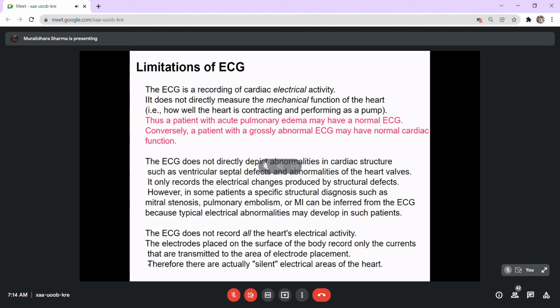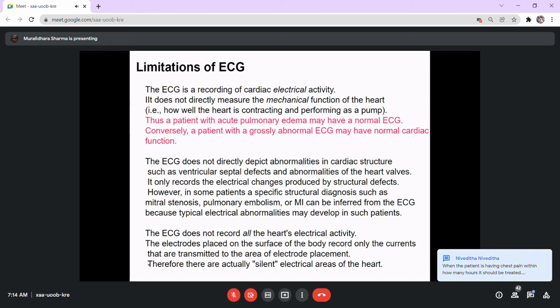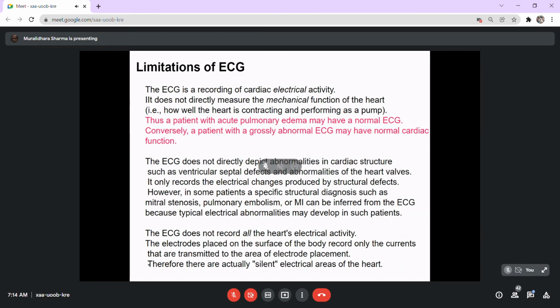And it doesn't really depict the abnormalities of cardiac structure. You cannot make use of the ECG to make the diagnosis of conditions like septal defects or heart valve defects. Practically, from the clinical point of view, you will have more of such patients, with septal defects or heart valve defects, than ischemia many times. And whatever we interpret in such conditions would be only an indirect interpretation, like the impact on the walls of the heart, or myocardial thickness.